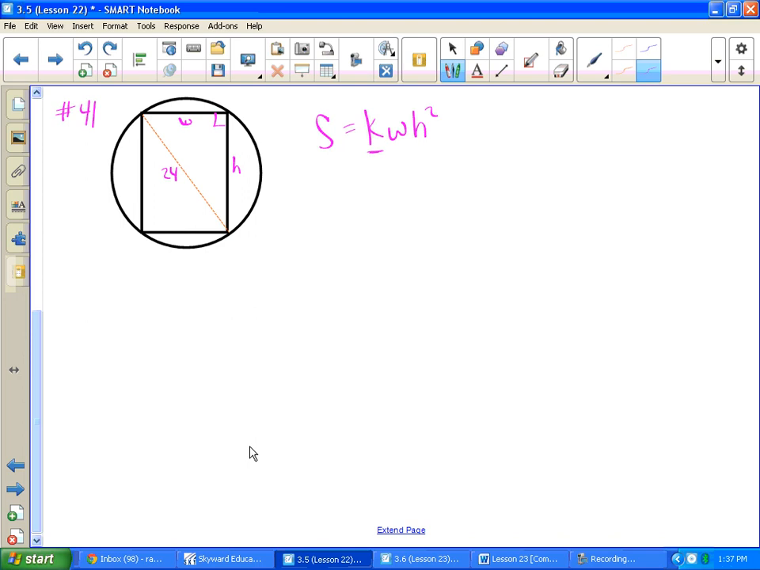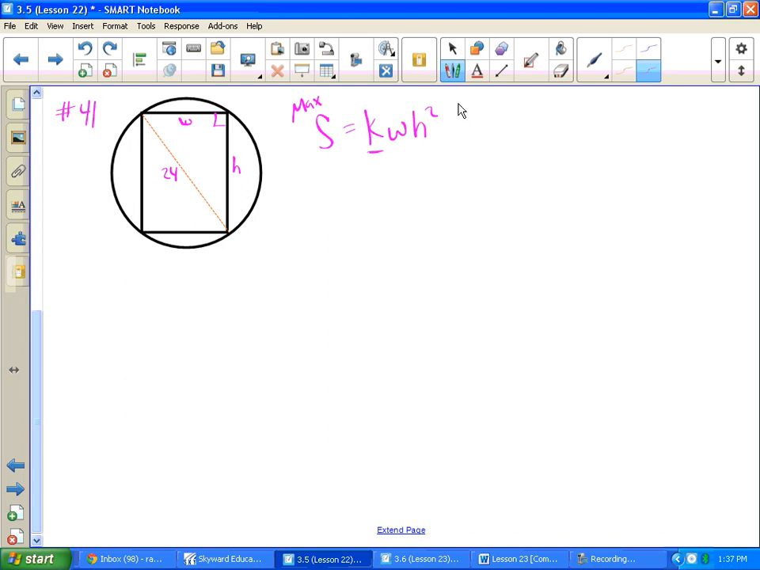Okay, now it's asking, what are the dimensions of the strongest beam? So what are we trying to do with the strength? If we want the strongest beam, are we trying to maximize or minimize? Maximize this, right? So I need a secondary equation because right now I have how many variables on the right side? 2, because k is a constant. So just think of it as a number. So we have 2 variables right now, right?